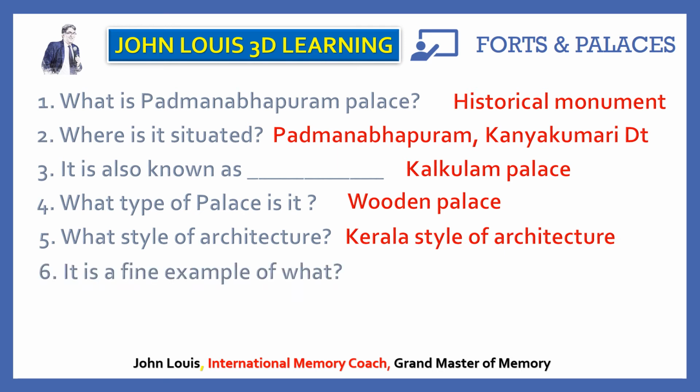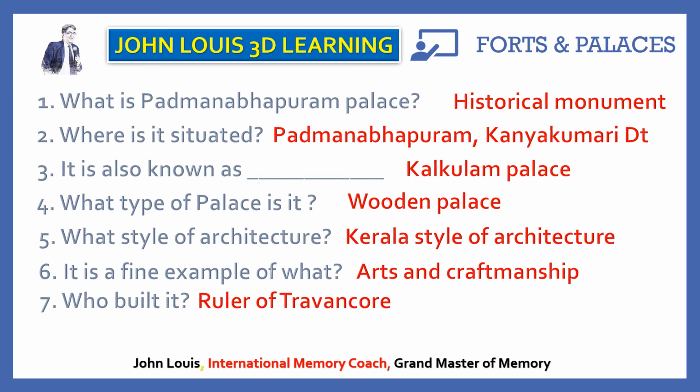And next question, it is an example of what? It is an example of arts and craftsmanship. Lots of small works have been done in the woodwork. In building this Padmanabhapuram Palace, lots of woodwork, lots of arts were drawn in that wood itself. That is why it is a fine example of arts and craftsmanship. Who built it? Rulers of Travancore. Now we call it Thiruvananthapuram in Kerala, no? Who built it? Ruler of Travancore. If you write Thiruvananthapuram, that is also correct. Okay, ruler of Travancore.